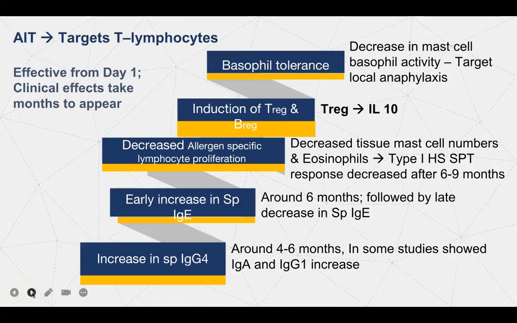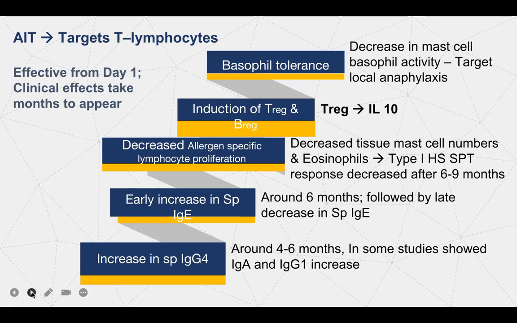So that is the beauty of allergen immunotherapy. When we talk about allergen immunotherapy, many times the patient will ask when this medicine is going to work. Scientifically, it will be effective from day one. From day one, there will be basophil tolerance and decreased mast cell basophil activity, which can target local anaphylaxis. But it is very important to note that the clinical effect will take months to appear, almost 9 to 12 months, to have the actual clinical effect.